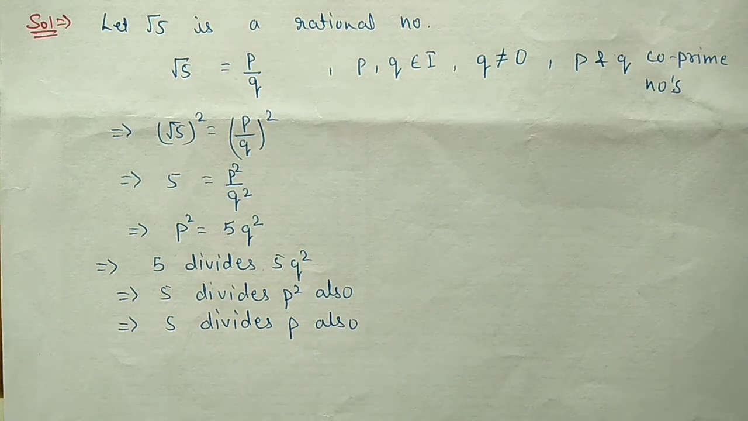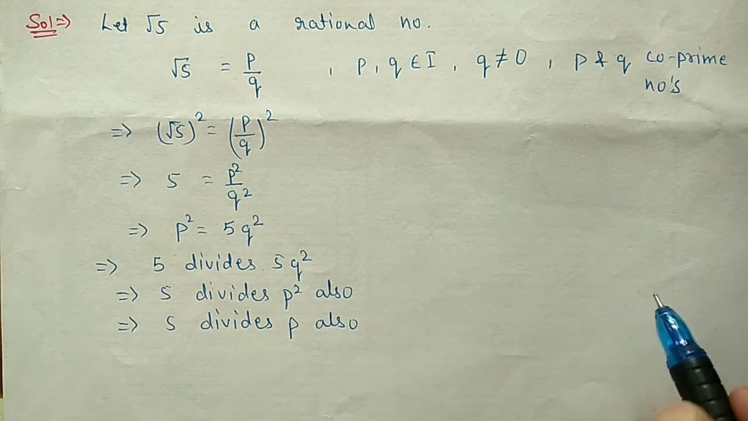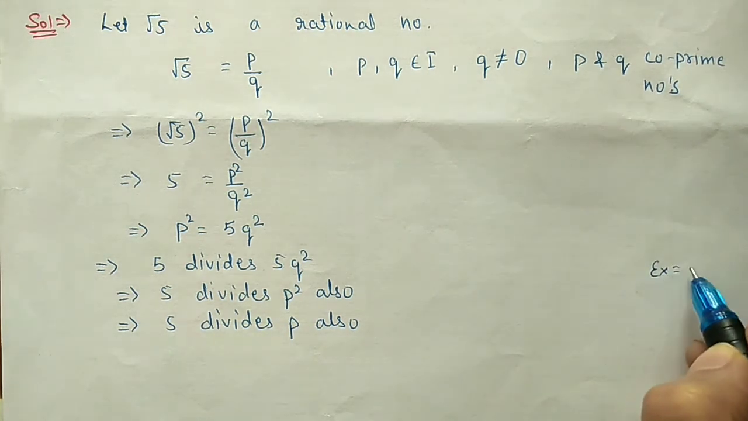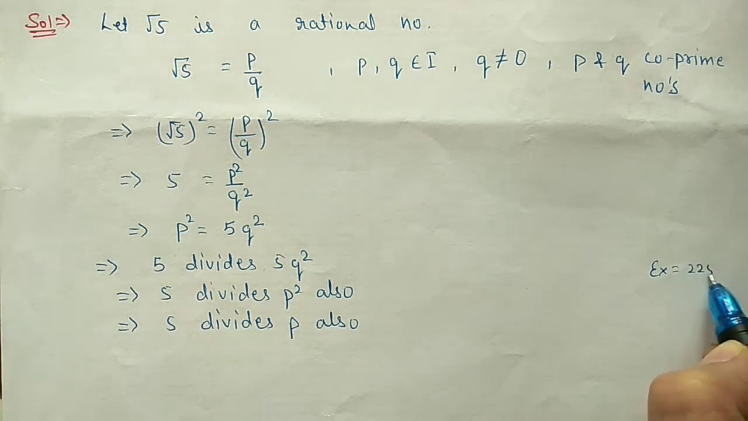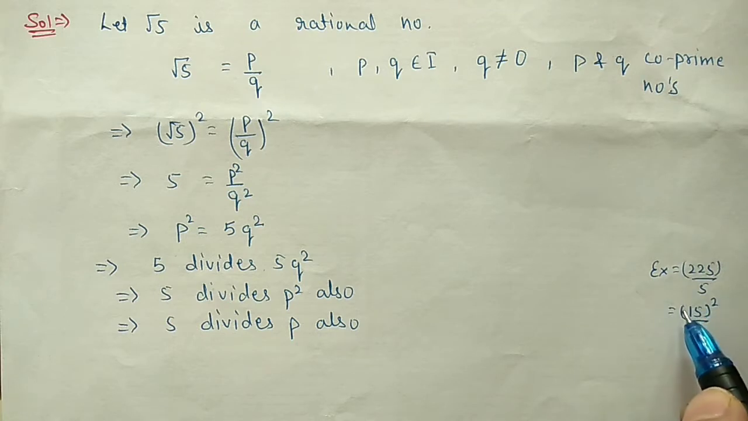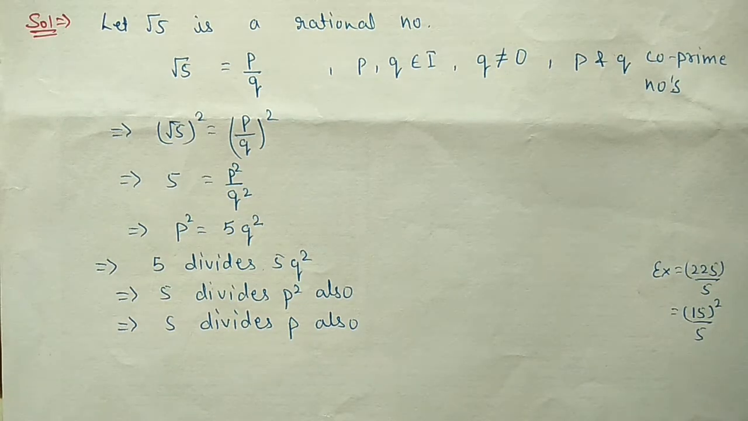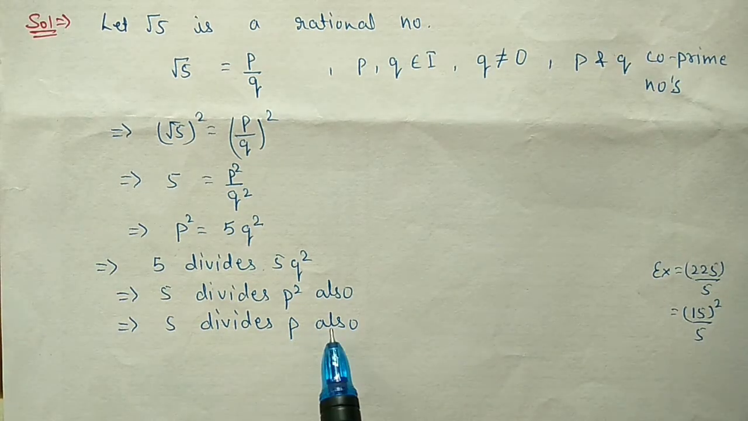You can check with any square number which is divisible by 5. For example, if we take 225, which is divisible by 5, then the square root of this number is 15, and this 15 is also divisible by 5. So any square number, if it is divisible by 5, then its square root also will be divisible by 5. It means 5 divides p also.